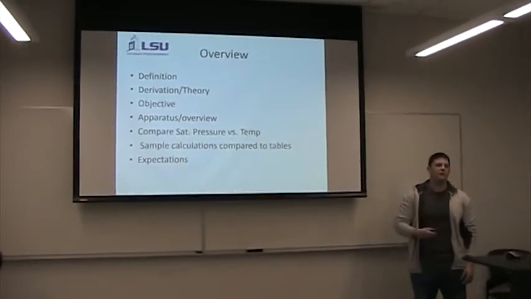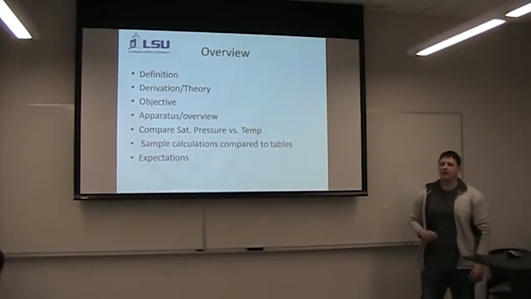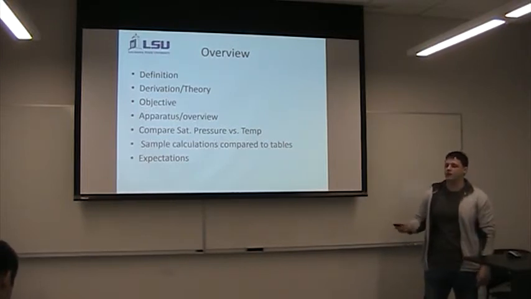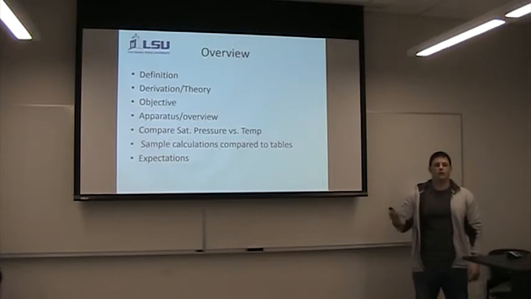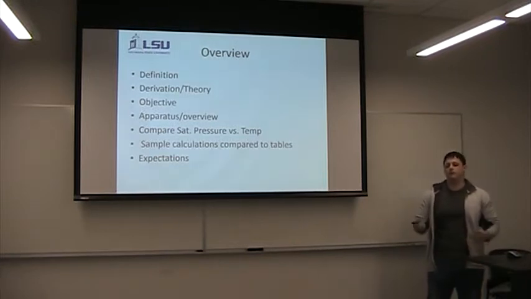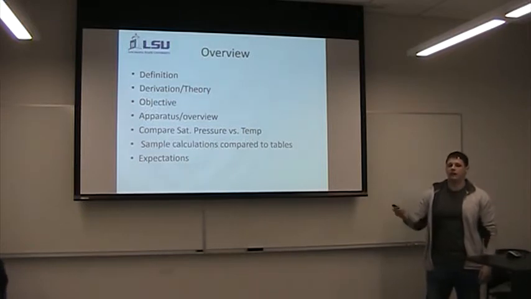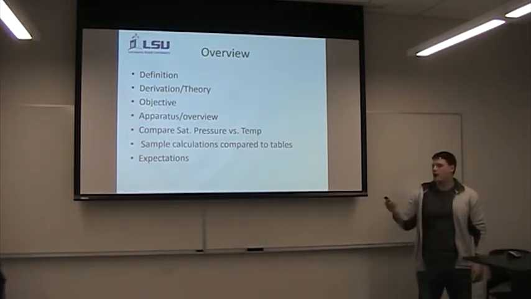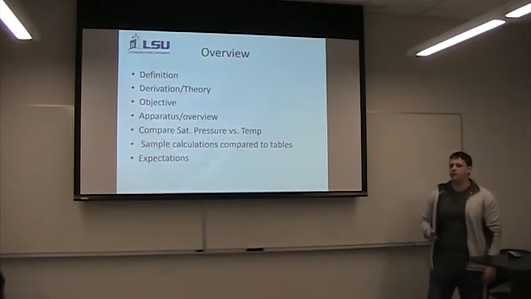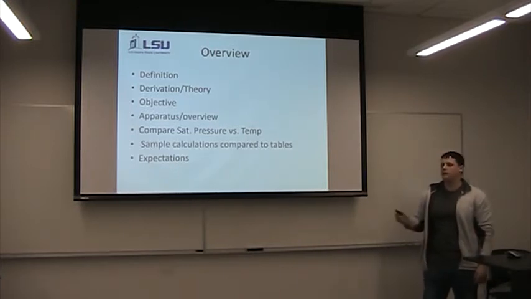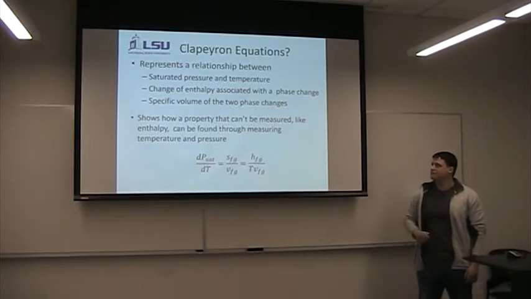Here is a quick overview of my presentation. We're going to go over the definition of the equation, the theory and derivation of it, the objective of our experiment, the overall apparatus and an overview of the equipment that we have. Then we'll look at comparing saturated pressures and temperatures, and look at some sample calcs comparing the steam tables, and then we'll wrap it up with what we expect to get from this experiment.